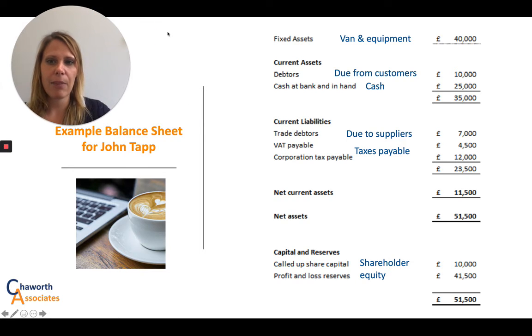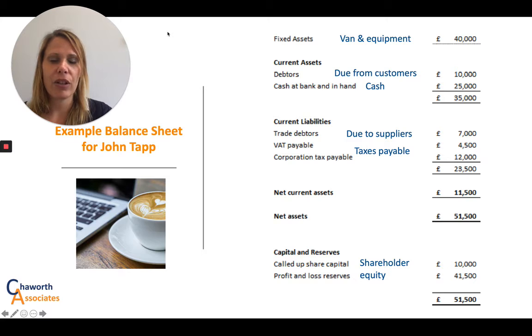So this is an example of John Tapp's balance sheet. Okay, it's not a real one. I've just made this one up. Don't worry. So here we go, and ignore obviously the columns with the black writing are what the actual balance sheet are, and the blue one are my notes. So for example, fixed assets. Okay, what does this mean? Well, it's saying that he's got £40,000 of fixed assets. Fixed assets are good, so they're his van and his big equipment that are included in there.